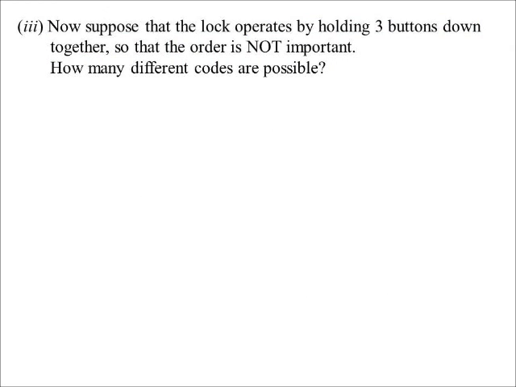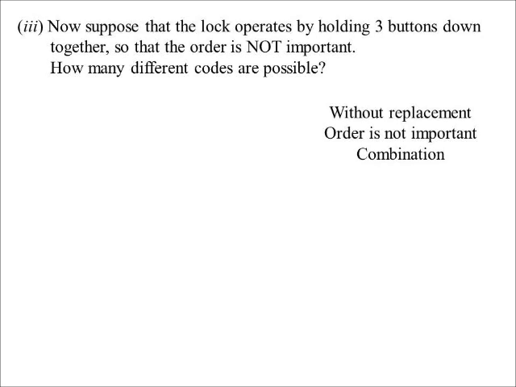Now it's saying this lock operates, you've got to hold 3 buttons down at a time. So obviously you need different letters, but the order no longer is important now because we're pressing all 3 down at once. So it now becomes a combination. So 8C3, only 56 possibilities now.